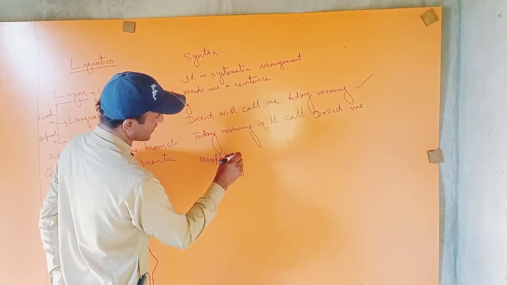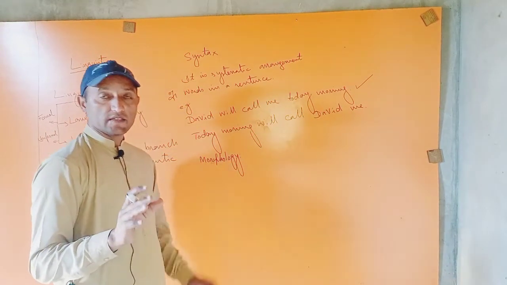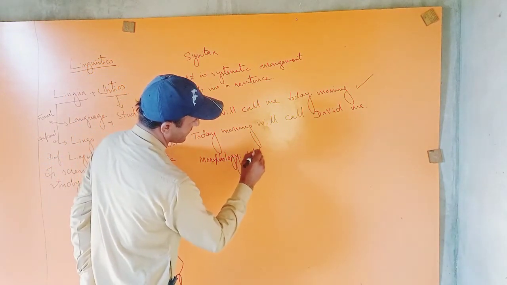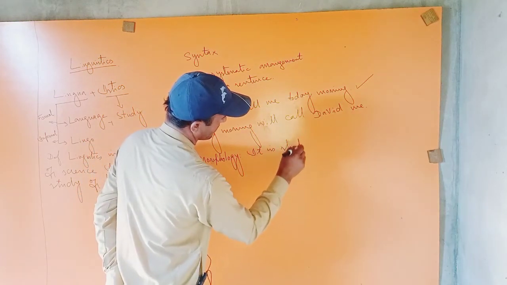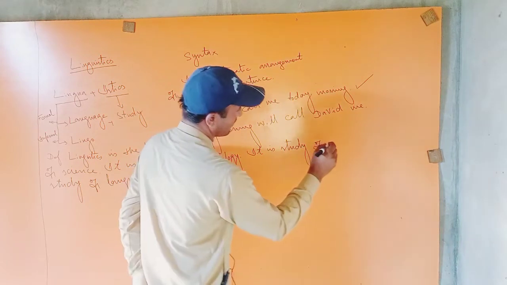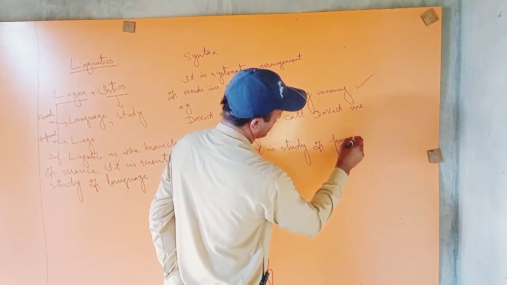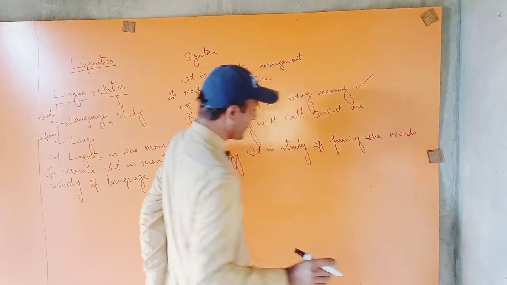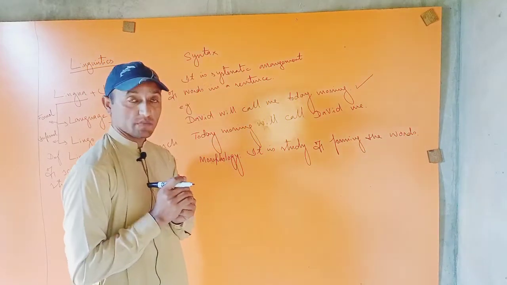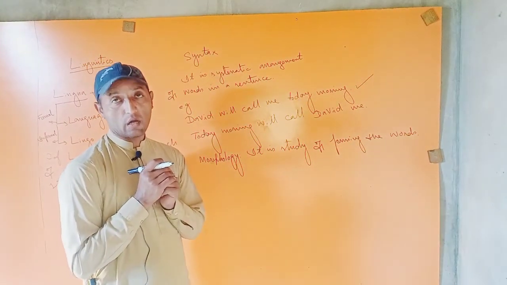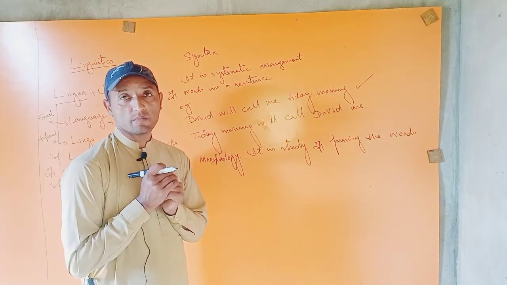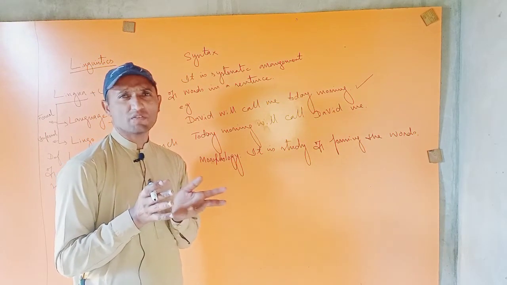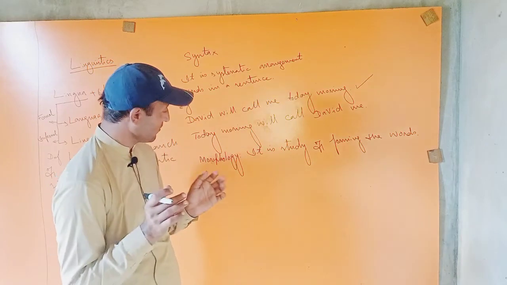What is morphology? Actually, it is a study of forming words. It means the scientific study of how we form words, and how we can know which part of speech a word belongs to: whether it's a subject, a verb, an object, or which part of speech it belongs to. So this is morphology.